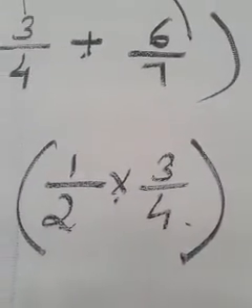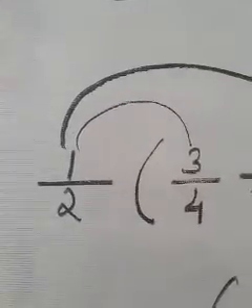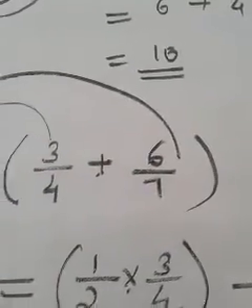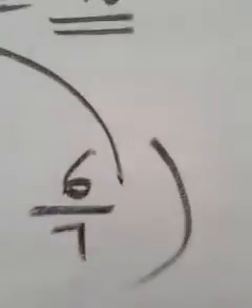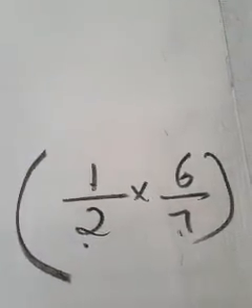1 by 2 into 3 by 4 plus 6 by 7 is the question. We have to solve this by using distributivity, and this is the way of solving. You can multiply 1 by 2 and 3 by 4 first and keep it in a bracket. Then the plus sign stays as it is, and next, 1 by 2 into 6 by 7, keep in a bracket.